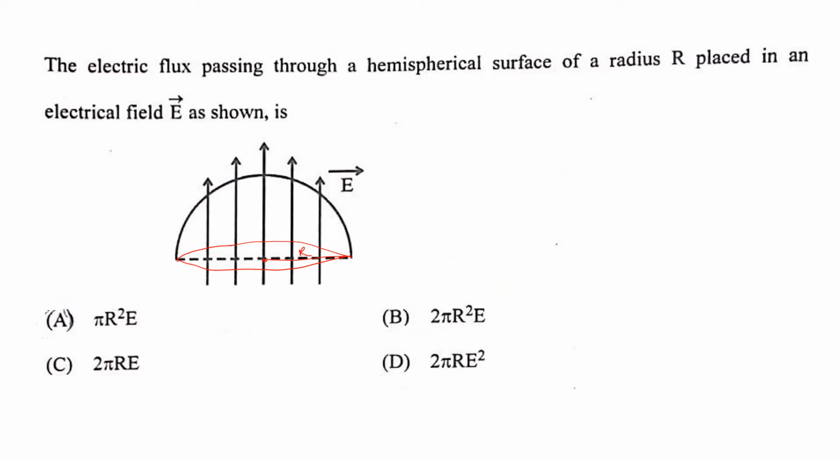Then electric flux phi is given by contour integral E dot ds, that is E, since it is E dot ds, E into ds into cos theta. If you simplify this integral, you will get the value E into pi r square. Therefore, option A is correct.